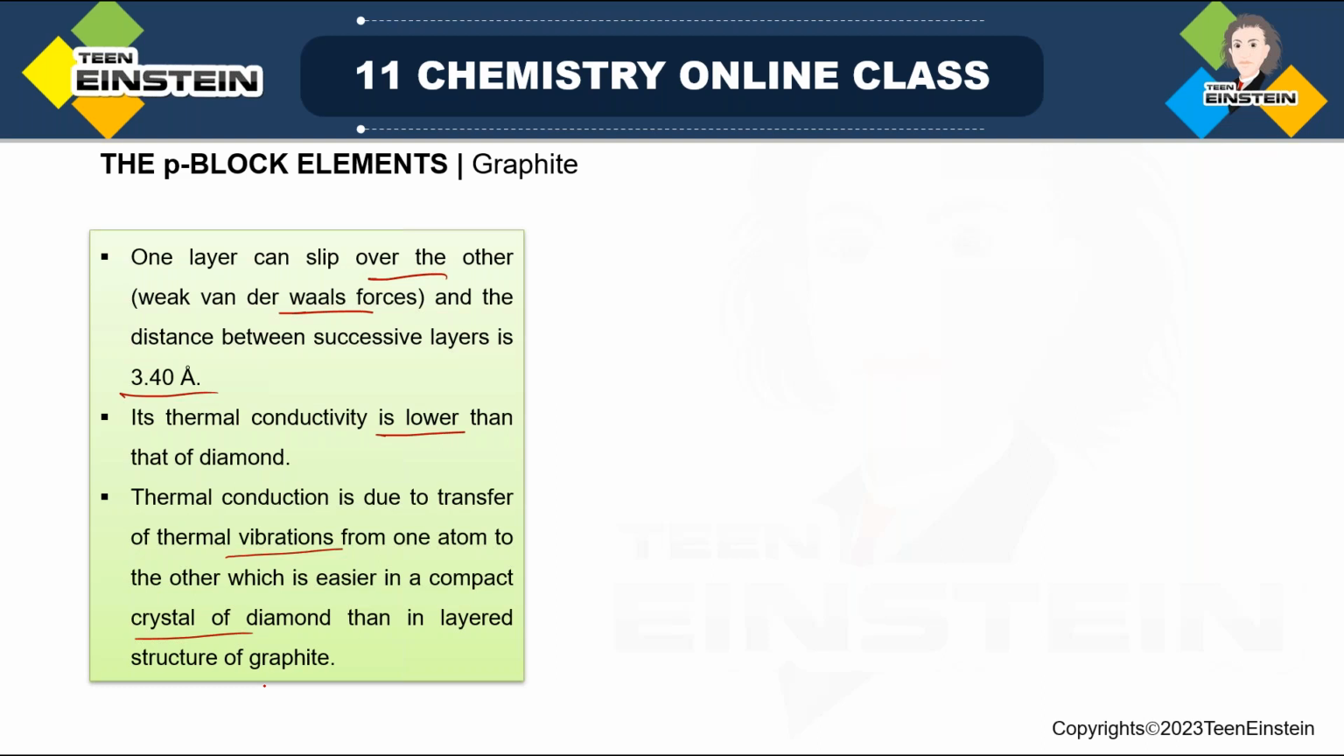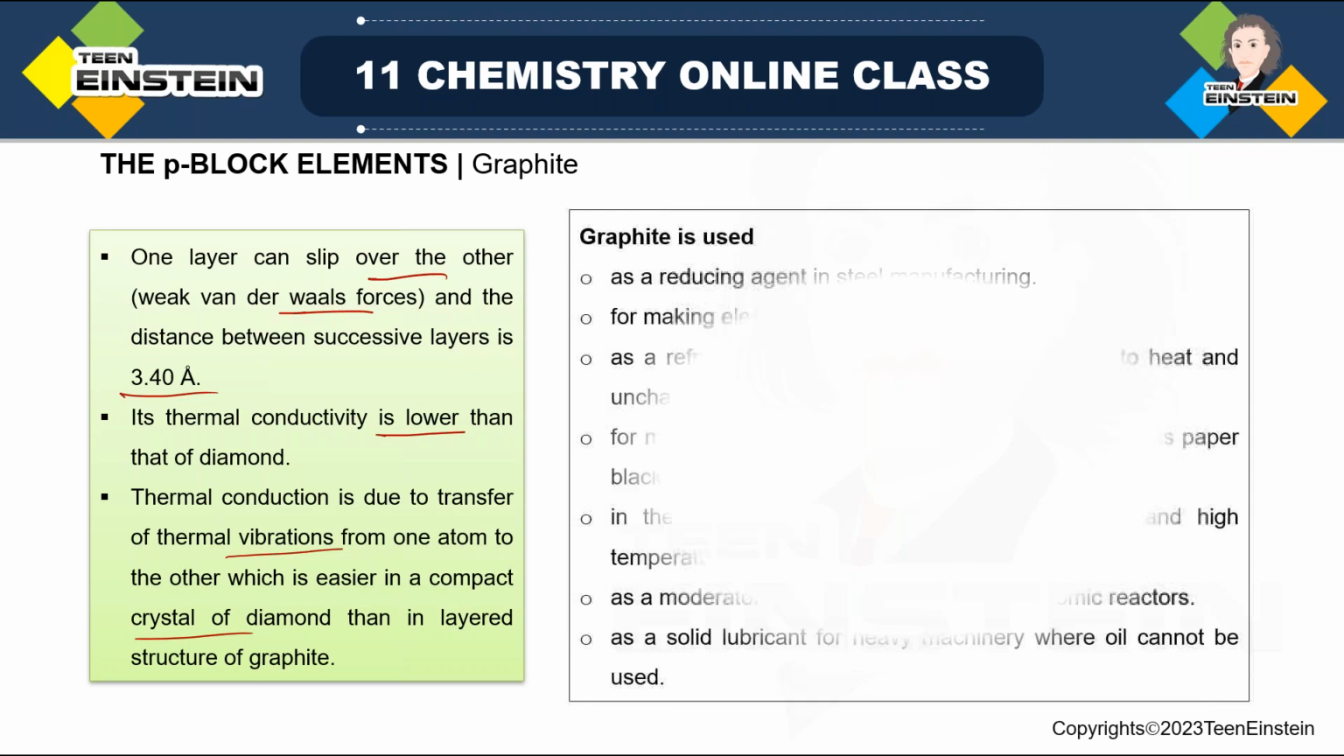So these are the differences. Hybridization is different. Here it is sp2, there it is sp3. Here we have 3 sigma bonds and 1 unhybridized p orbital, and that is responsible for electrical conductivity. But in diamond there is no such thing. Thermal conductivity is present in both cases, but for diamond it is better. So these are the differences.